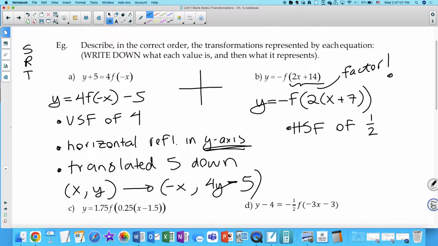Okay. Any reflections? Yep. X-axis, right? Because A is -1. Okay. And then any translations? 7 left, yes.